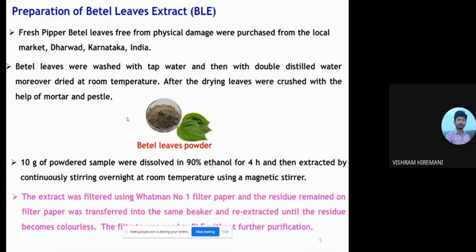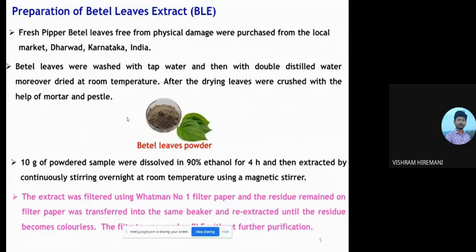10 grams of the powder sample was dissolved in 90% ethanol for 4 hours and then extracted by continuous stirring overnight in laboratory conditions using a magnetic stirrer. The extract was filtered using number one filter paper, and the residue remaining on the filter paper was transferred into the same beaker and re-extracted until the residue was colorless.